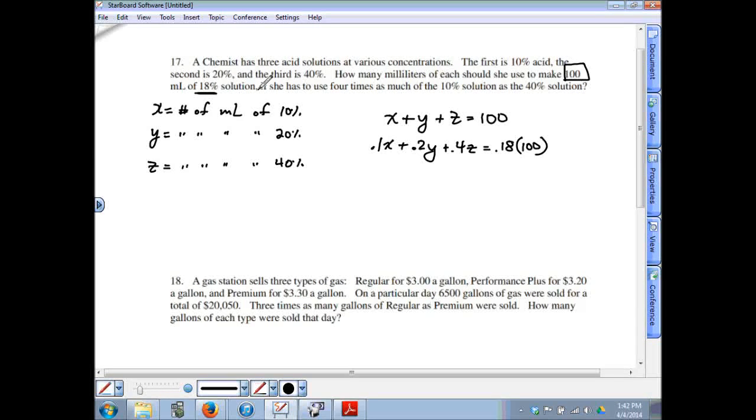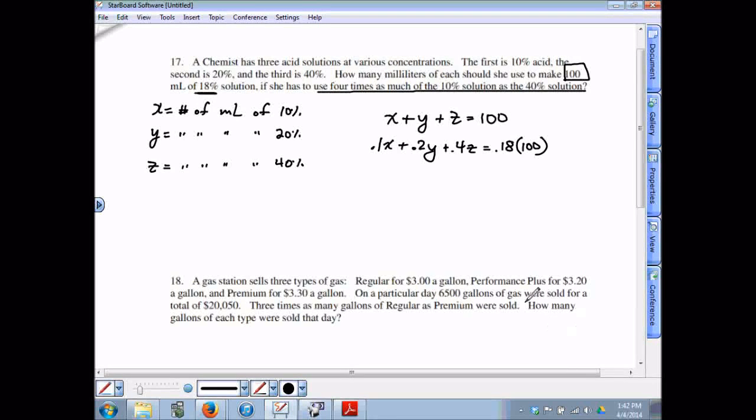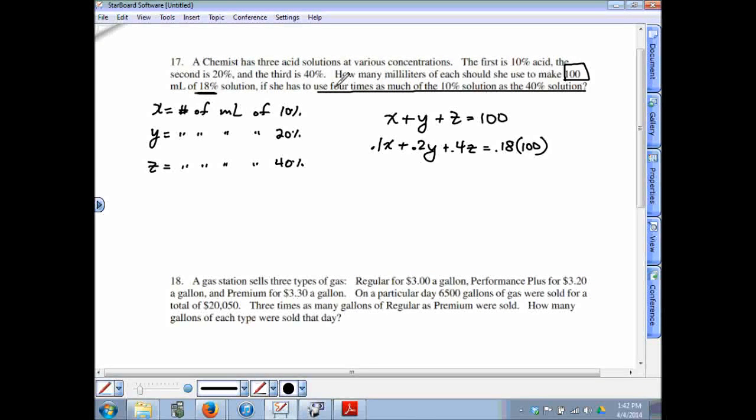Now, this one right here: she has to use 4 times as much of the 10% solution as the 40% solution. So she's using more of x than she is of z. She's using 4 times as much of the 10%.